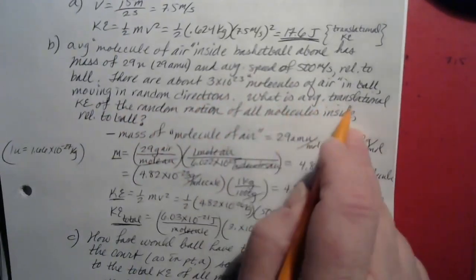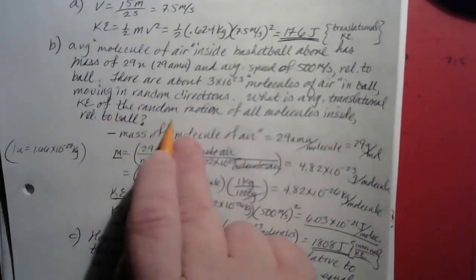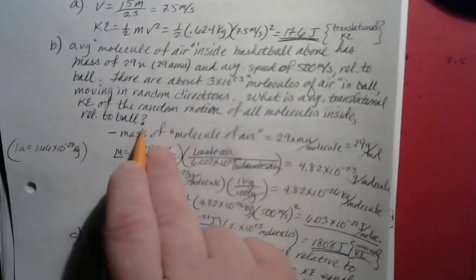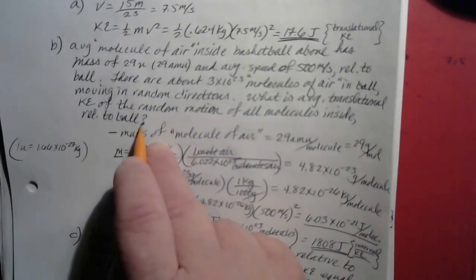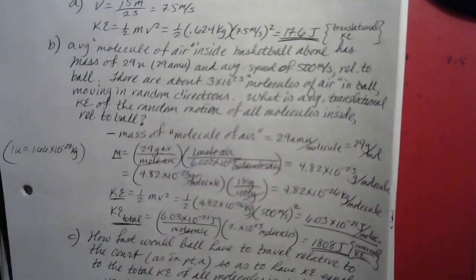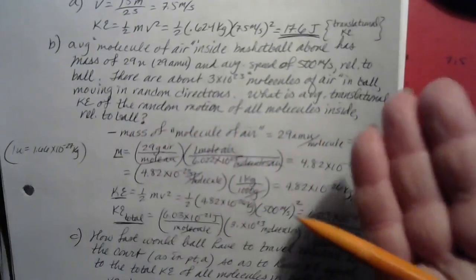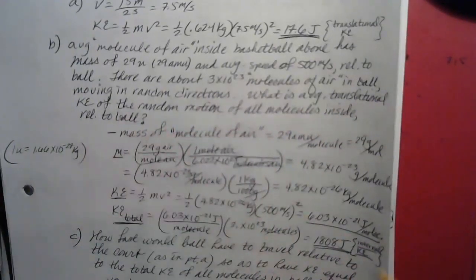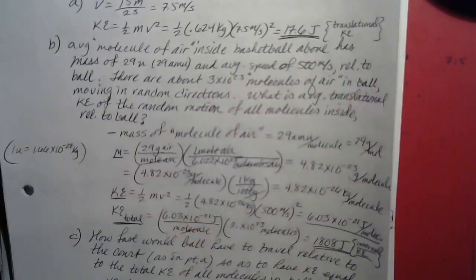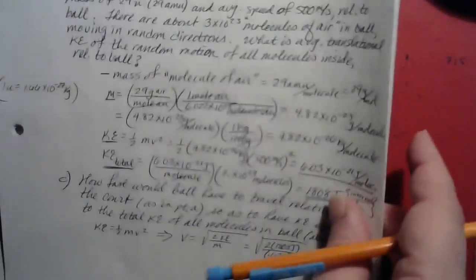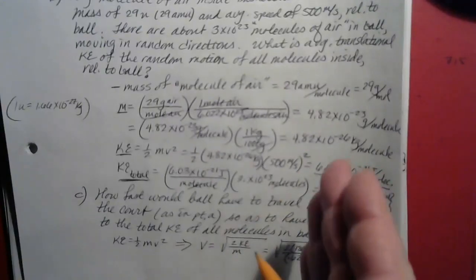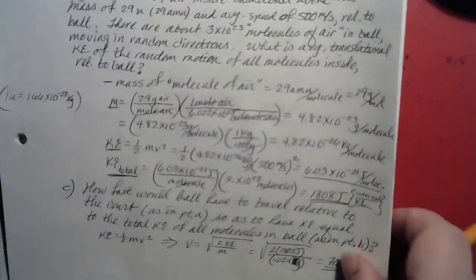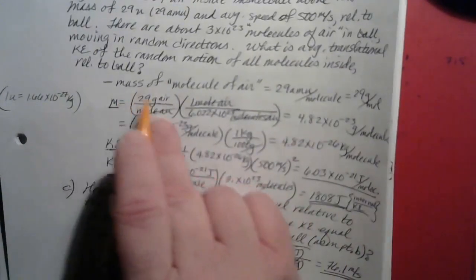So what we want to know is, what is the average translational kinetic energy of the random motions of all of the molecules inside relative to the ball? In other words, what we're going to have to do is find the kinetic energy of one of these molecules and multiply it by the number of molecules. That's really all we have to do, and that is equivalent to taking the sum of the kinetic energy of all of the molecules in the ball. So first of all, back to the mass.